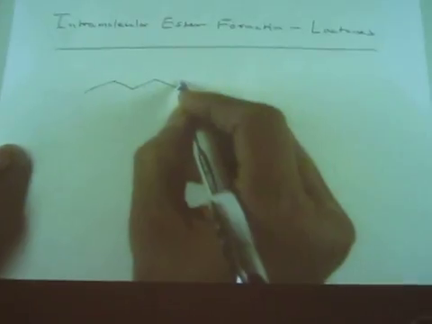Now the ester formation can also happen intramolecularly, and those molecules are called lactones. Therefore, if you have the alcohol group and the carboxylic acid group in the same molecule, they have the ability to undergo the reaction intramolecularly.